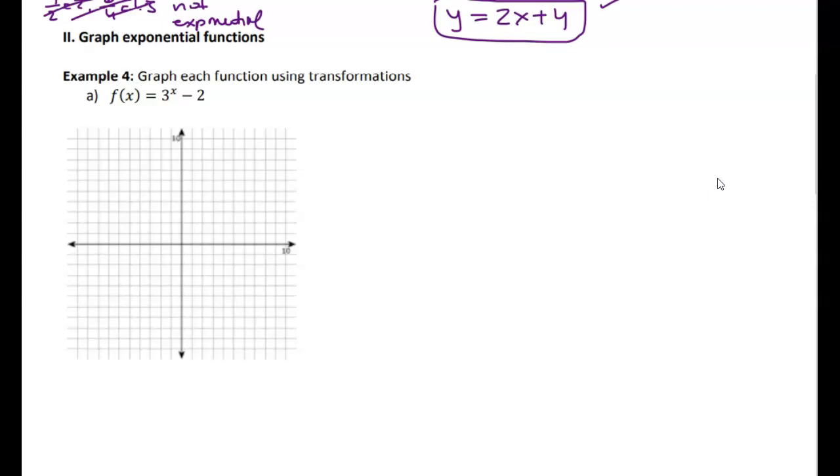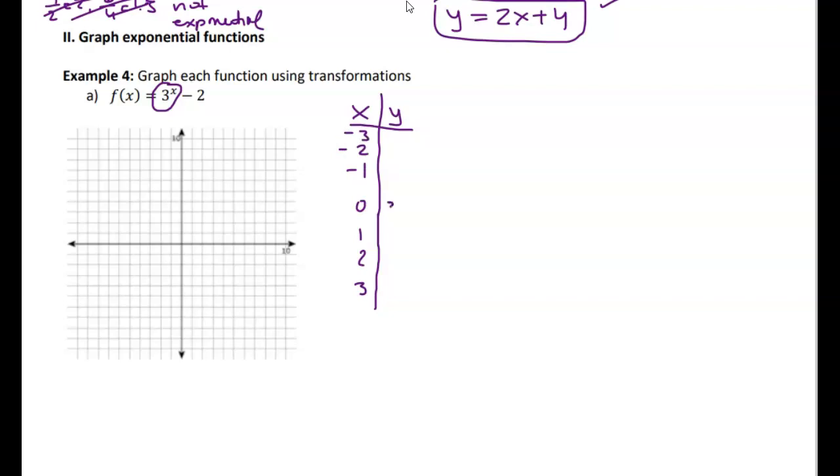Alright, now let's look at a bit of graphing. So we're going to graph some functions using transformations. We want to be familiar with the graphs of our parent functions. Let's just do it on the same graph. If I want to plot 3 to the x, let's put some values in the table, and then we should start being familiar with what the shapes of the base parent exponential functions look like. Let's pick some positive values, some negative values, and 0.